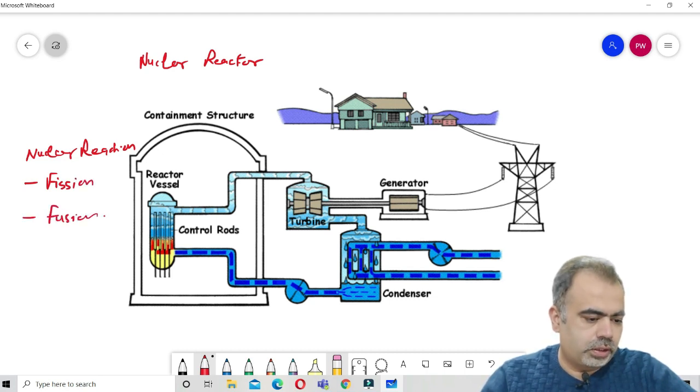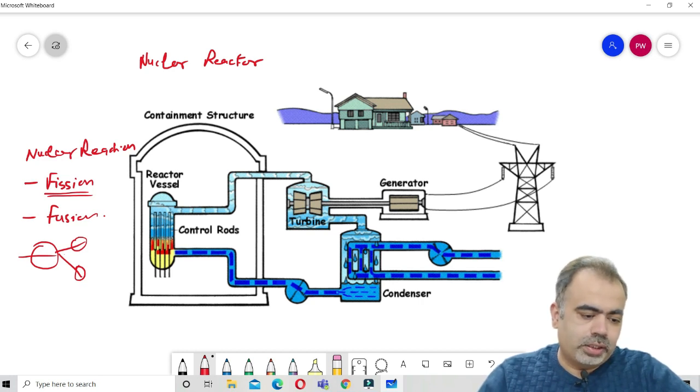Basically in a nuclear reactor, the fission reaction is taking place, in which one atom is broken down into two or more atoms, and this reaction is very fast. So to control this reaction we use these controlling rods, which have the main function, because only these controlling rods are used to control the reaction inside the nuclear reactor.